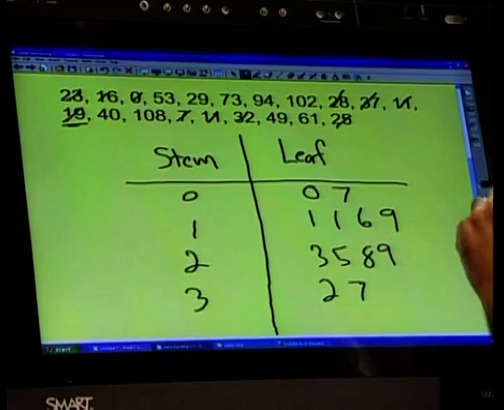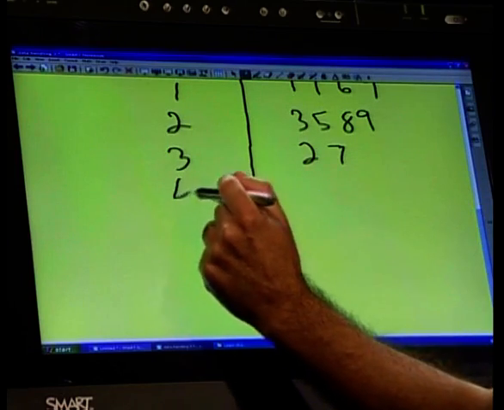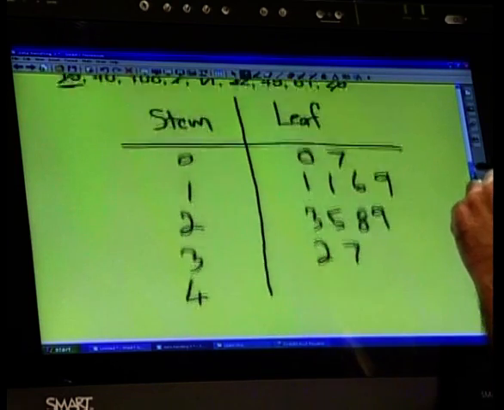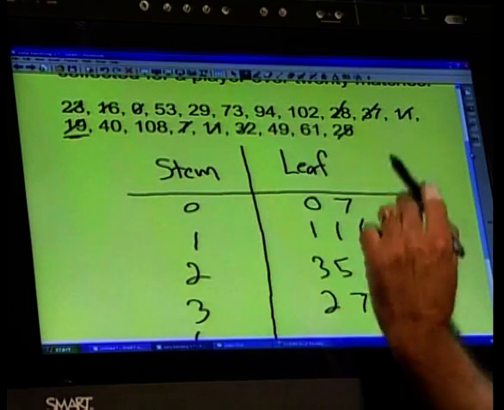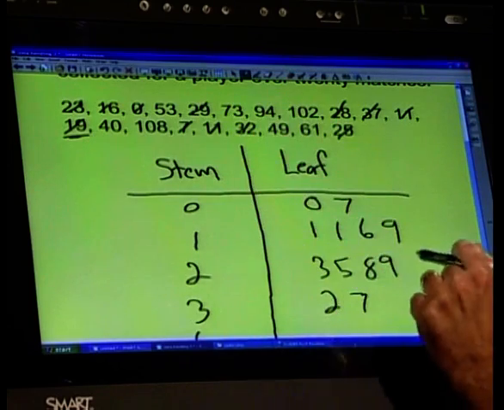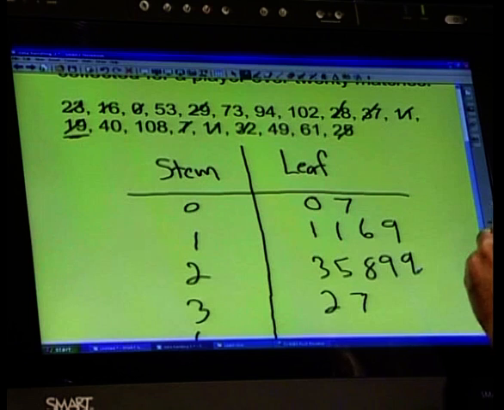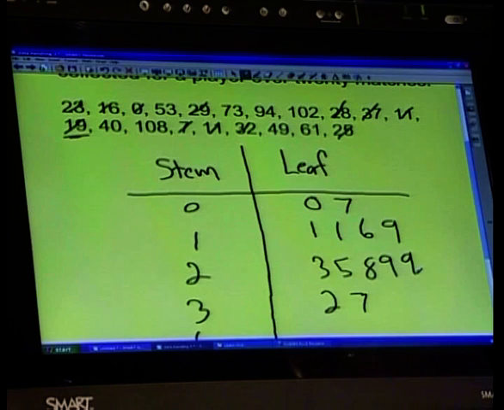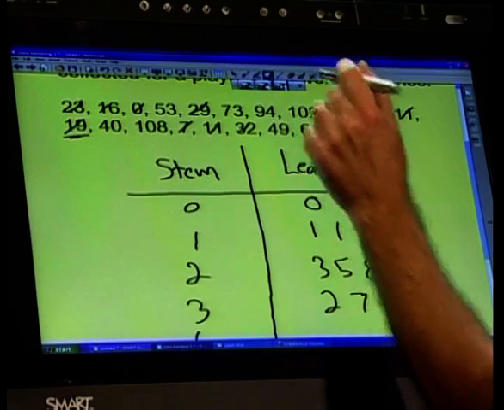Carrying on with our plot, we've got stem 4. Any data here? There's a 40 and a 49. I've also missed that 29 over there, so I'm going to fill it in for myself over here. Sorry, did I cover that one already? I don't think I crossed it off, that's all. Okay, we can erase that one. We have got it on our chart.